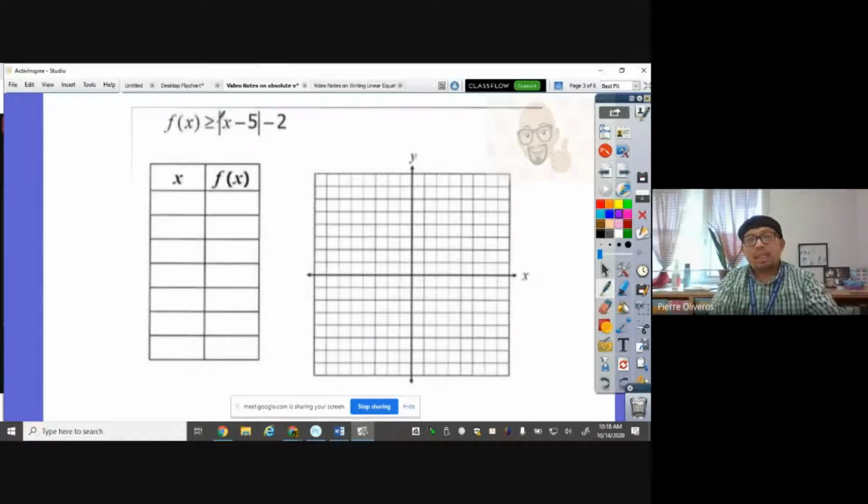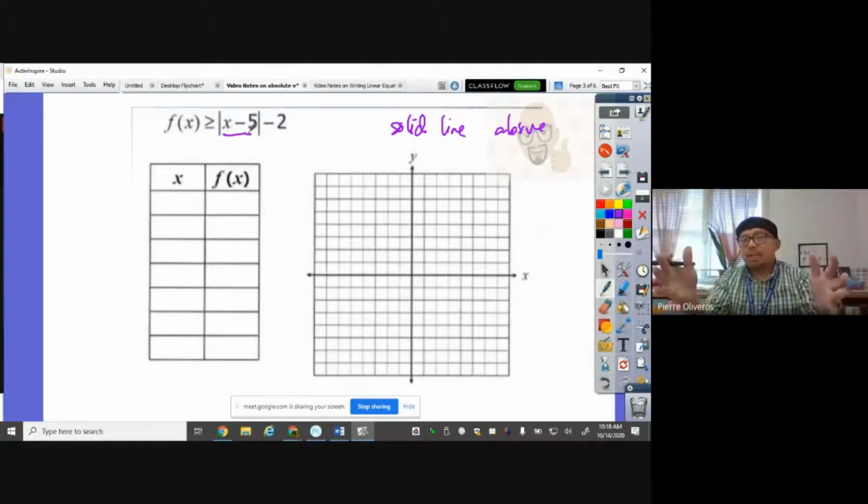So f of x is greater than or equal to. So it's going to be a solid line. I know that already. And it's going to be above because it's greater than |x - 5| - 2. Without doing a table of values, we can also anticipate where the vertex is. Okay, just a technique. The x minus 5, the negative 5 is inside the absolute value, which we'll learn in another video. So this is minus 5. It goes the opposite direction.